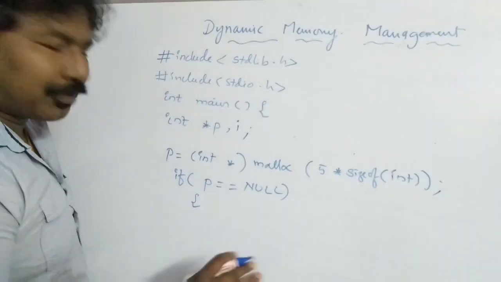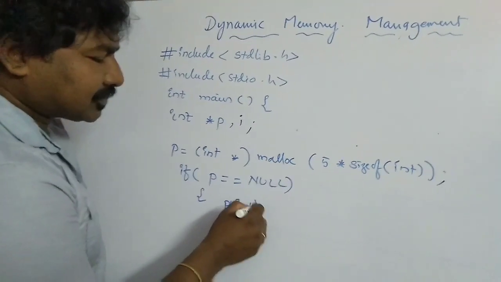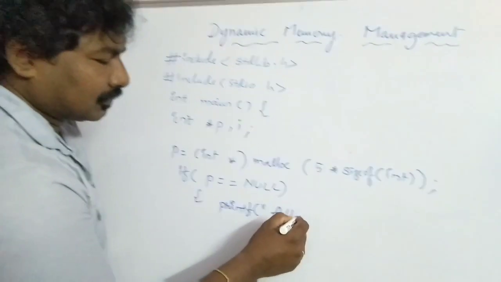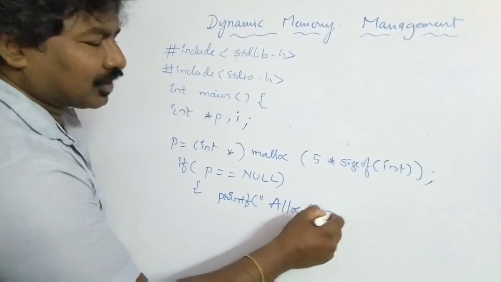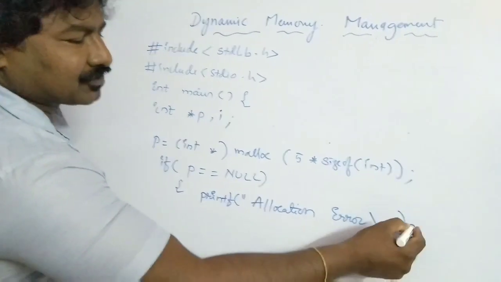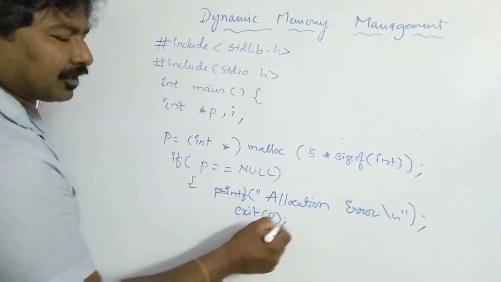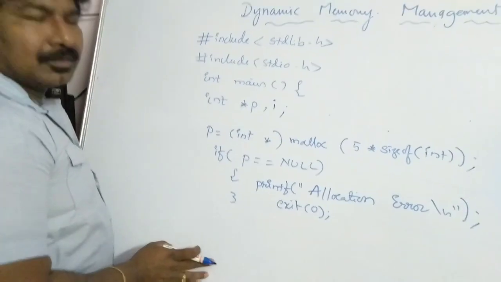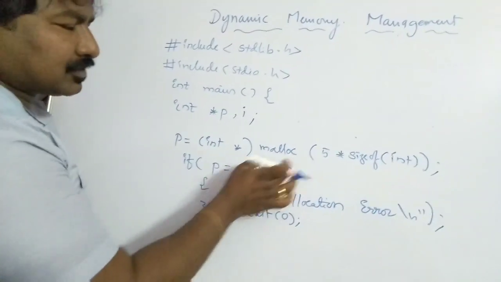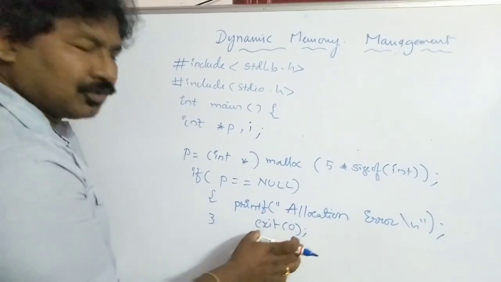So you need to close the program. For that I will print a message to the programmer with printf, allocation error or memory is not allocated, on the screen, and I close the execution of the program with the exit function. Okay friends, when your memory is not allocated, this will get executed because it returns the null value, null equals to null is true, and that means you are closing the program.